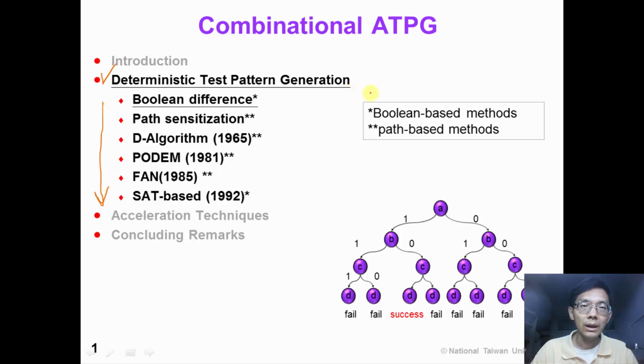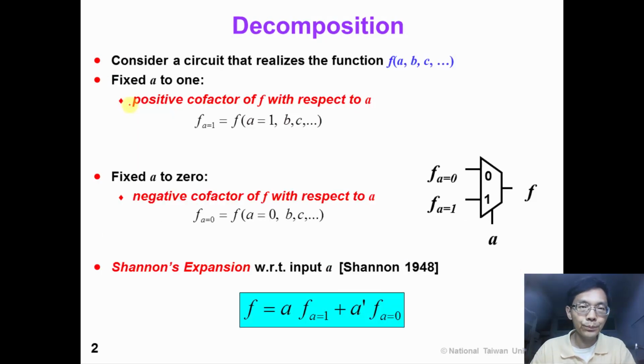These techniques can be roughly divided into Boolean-based techniques and path-based techniques. The Boolean Difference technique and the satisfiability technique belong to the first category. The other techniques belong to the second category. In this video, we will show the first technique, Boolean Difference.